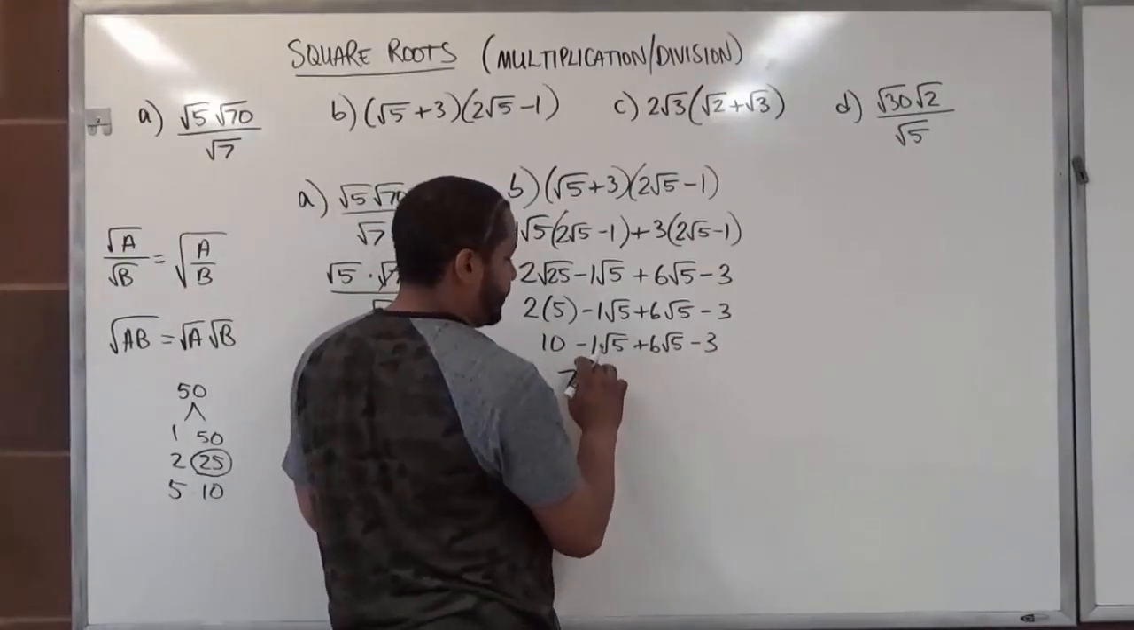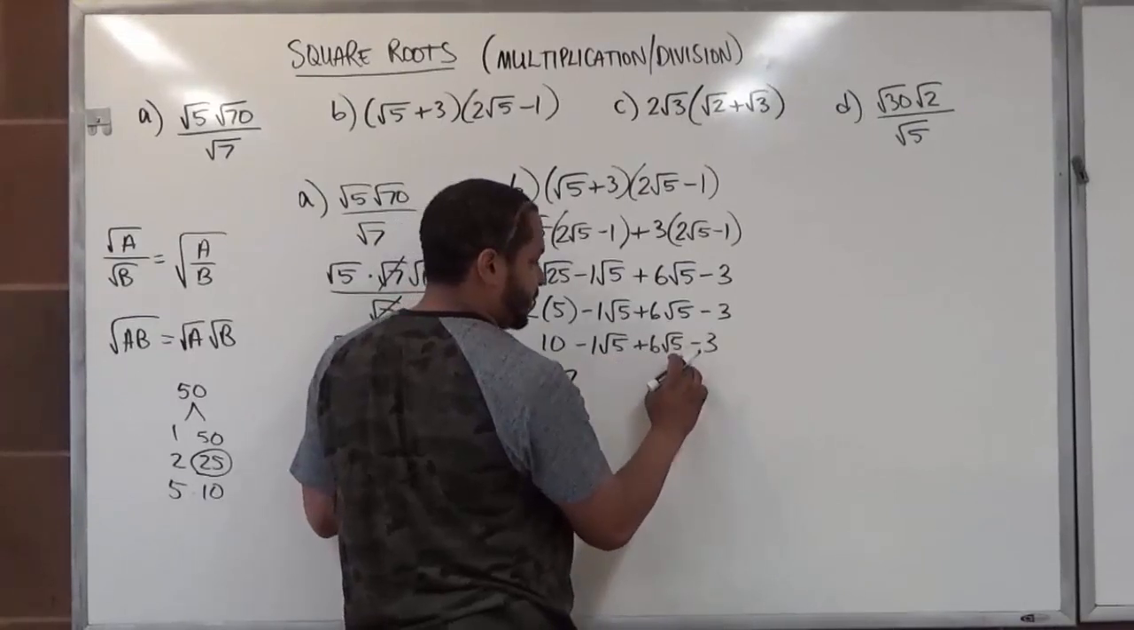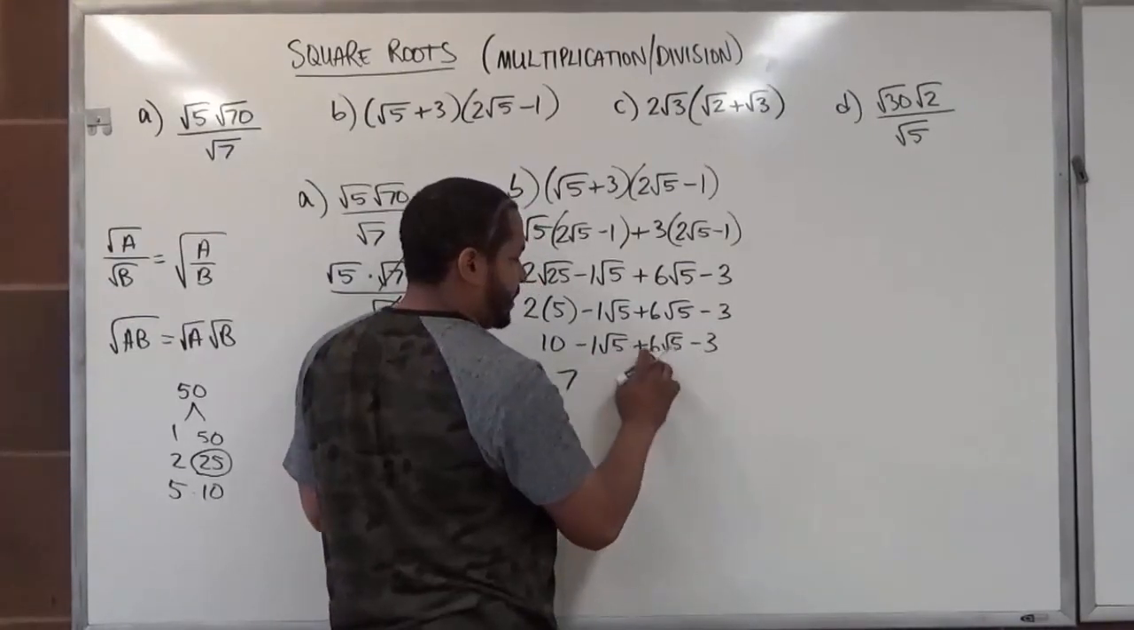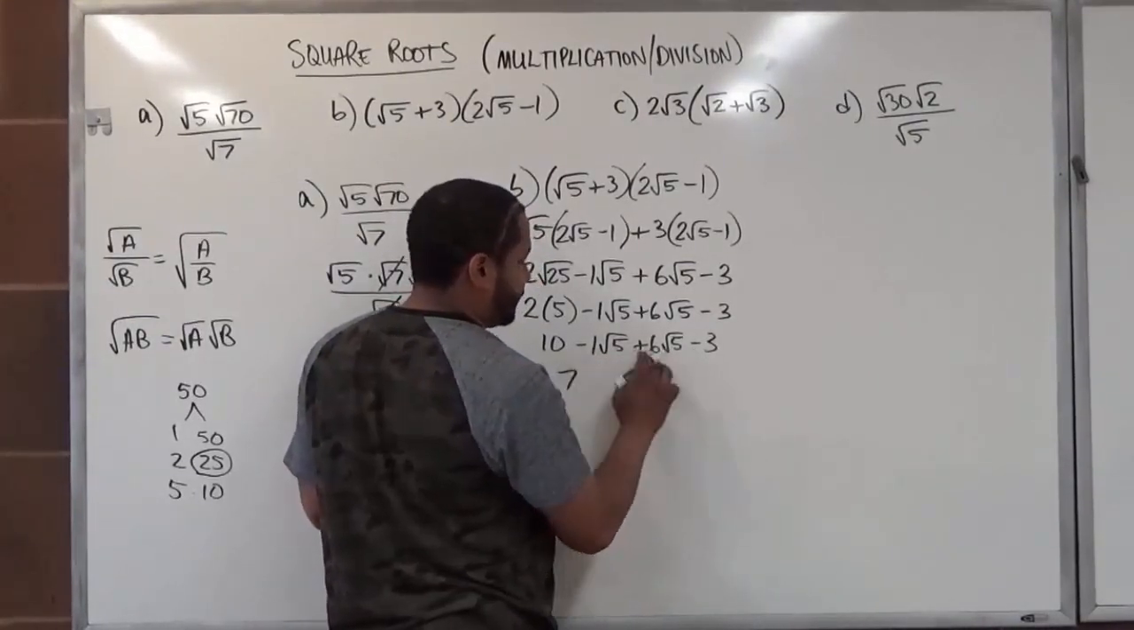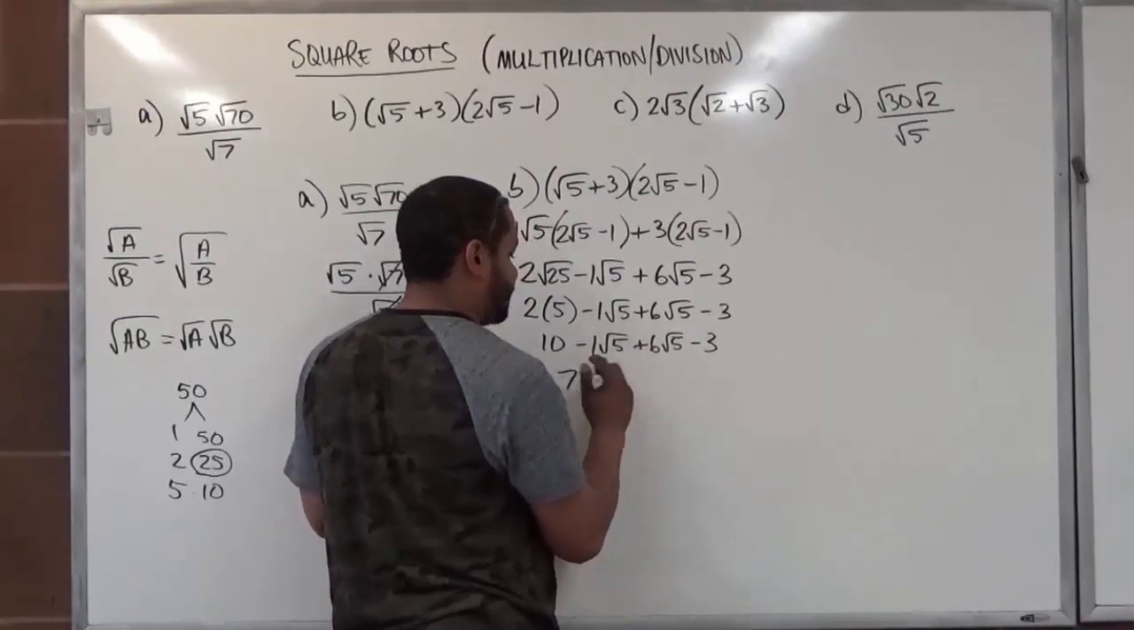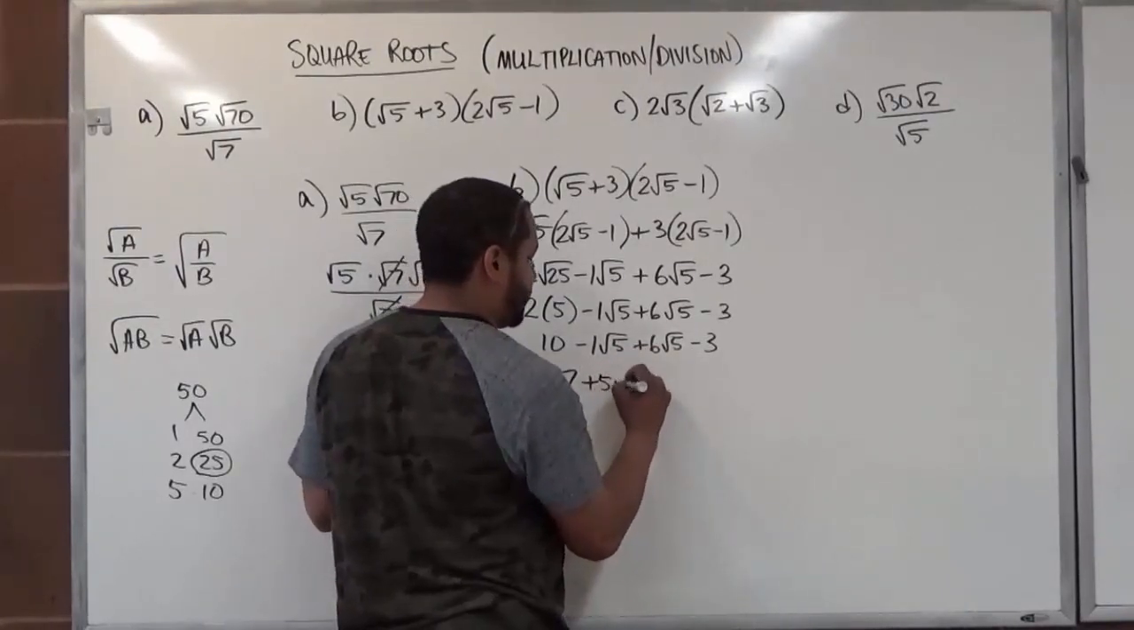And finally, we have negative 1 radical 5 plus 6 radical 5s. They're the same object, right? And so we're adding the coefficients. We have 6 and negative 1 give us positive 5 radical 5s.